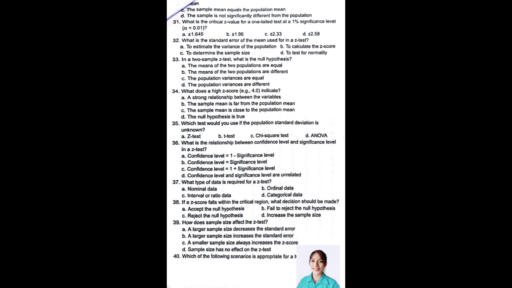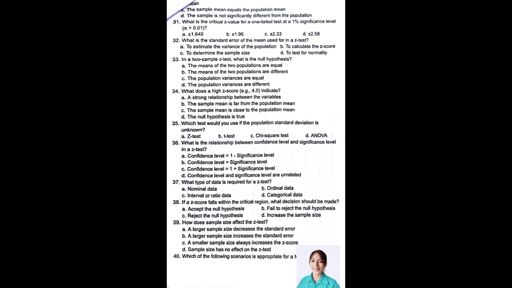Then we have number 36. What is the relationship between confidence level and significance level in a z-test? So the relationship between the two is that confidence level is equal to 1 minus significance level. So that's in option A. Then we have 37. What type of data is required for a z-test? So for a z-test the data must be interval or ratio data. So that's in option C.